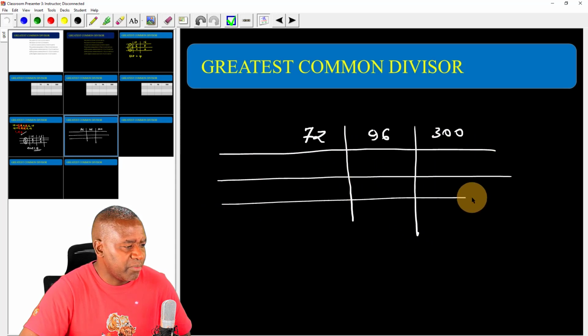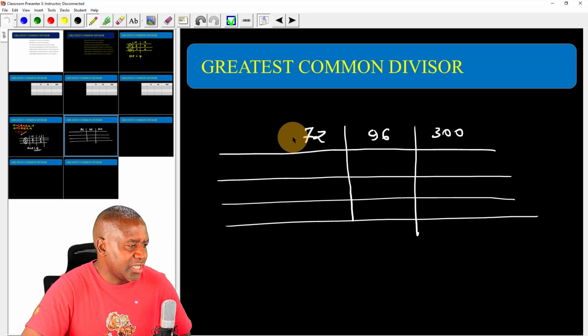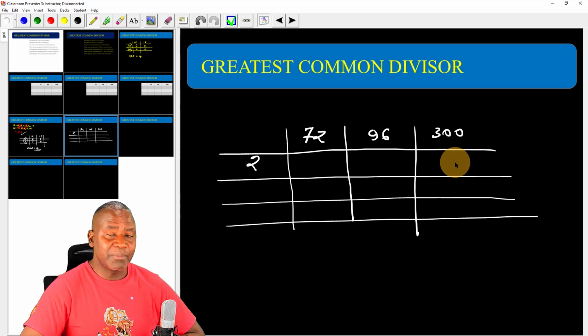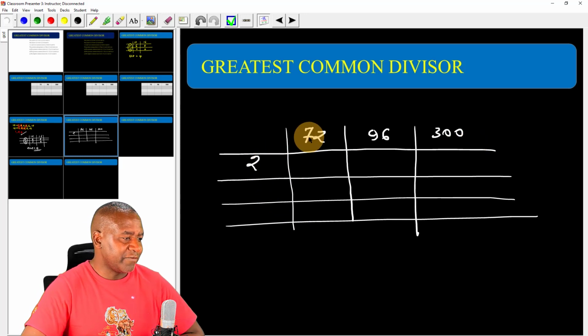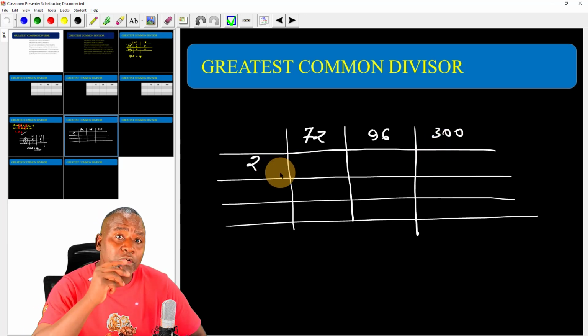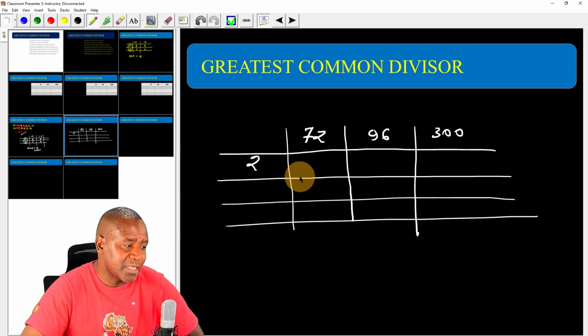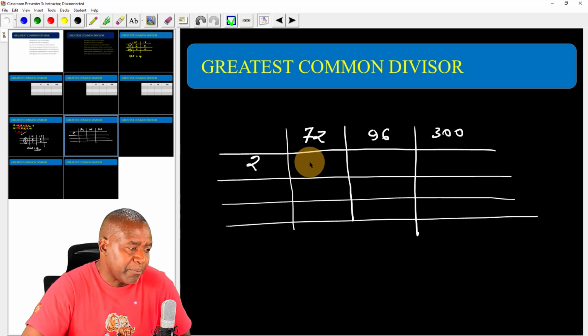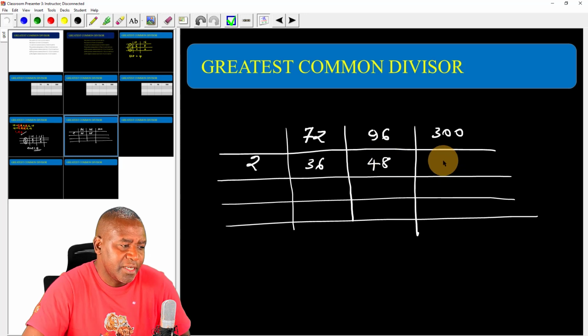Just draw a simple table like that one, and again, just like before, I start with 2, because just by looking at these numbers, I know 2 can divide 72 because the last digit is even. The last digit is even here, and the last digit here is 0. So the condition for the divisibility test of 2 has been fulfilled by all three numbers. So 72 divided by 2, I'm going to get 36. 96 divided by 2, I'm going to get 48. And of course here I'm going to get 150.